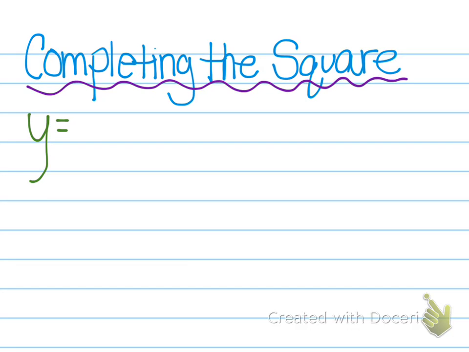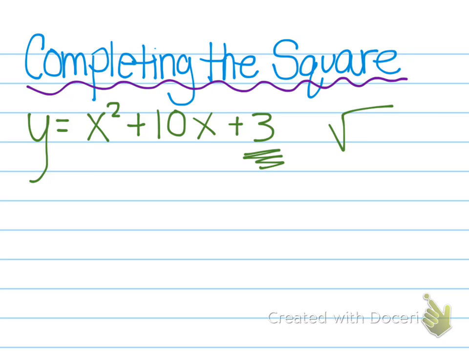If I give you y equals x squared plus 10x plus 3, this is what we call a trinomial, but it is not a perfect square trinomial because 3 would have to be a number that we could take the square root of, and then that answer should be able to be doubled to give you 10. We can't even take the square root of 3, so it's not a perfect square trinomial. So we're going to complete the square so that we can make it have a perfect square trinomial.